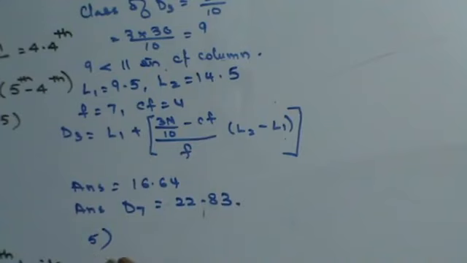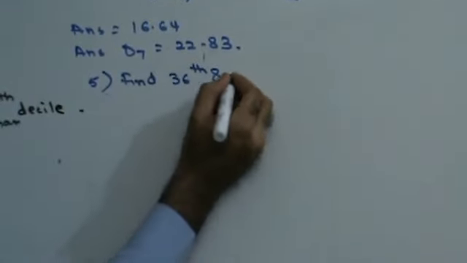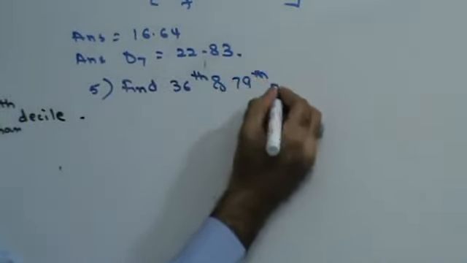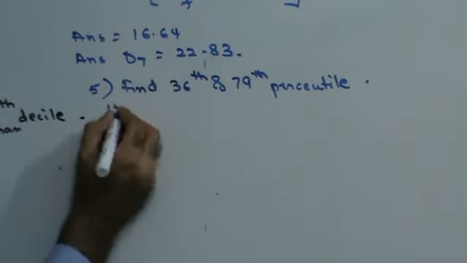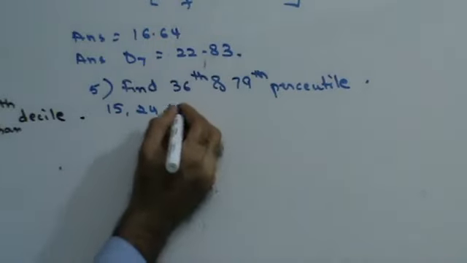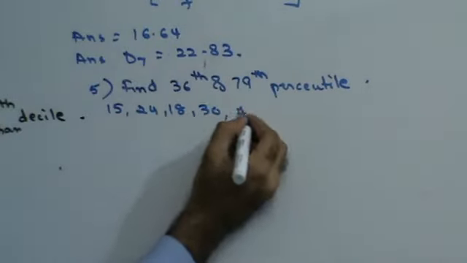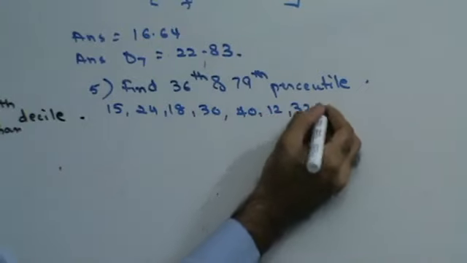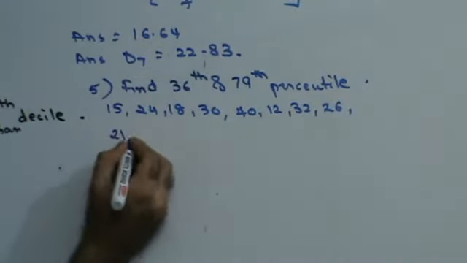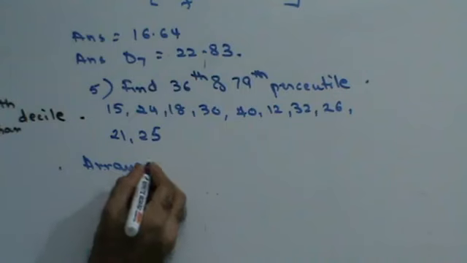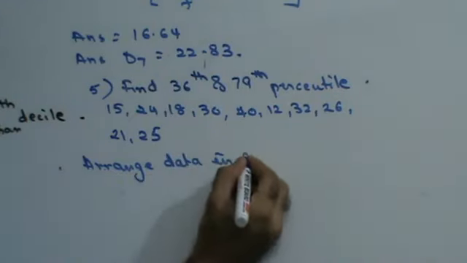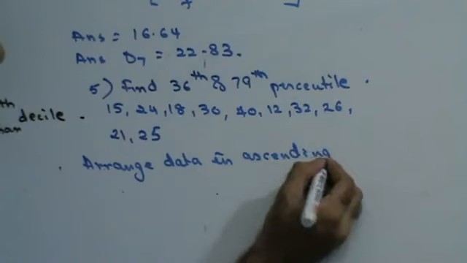Let's see percentiles. Find the 36th and 79th percentile for the following data. The data is 15, 24, 18, 30, 40, 12, 32, 26, 21, 25. First thing you need to do is arrange the data in ascending order.